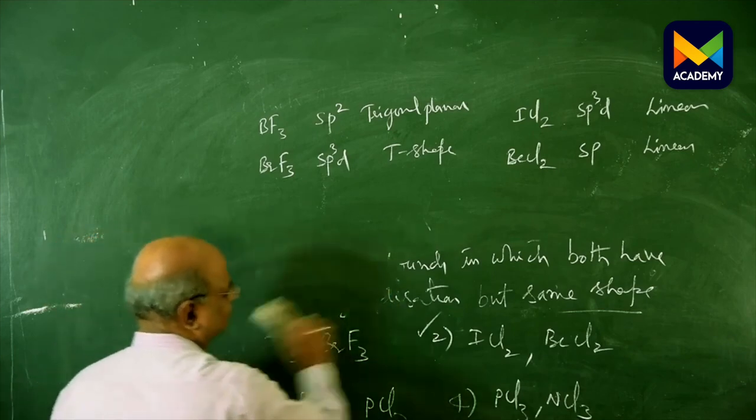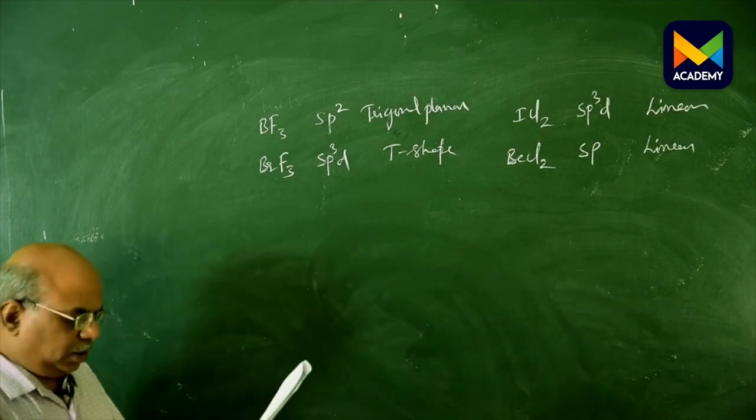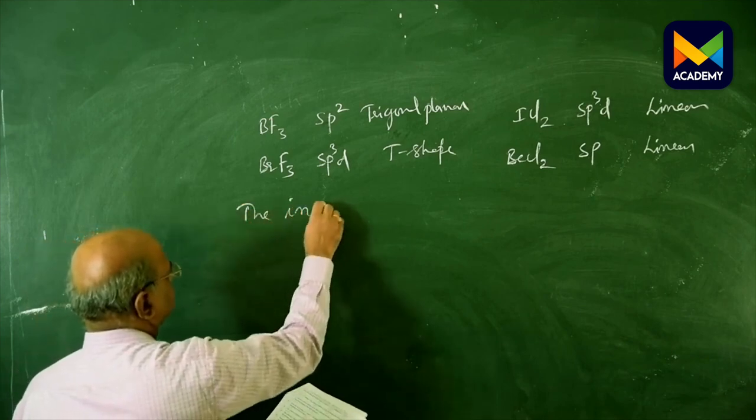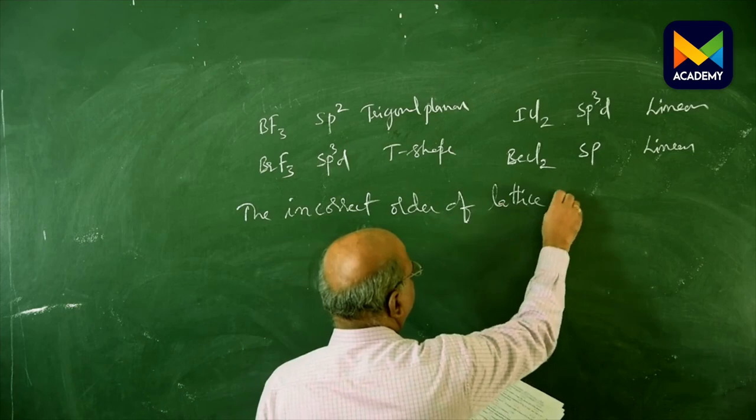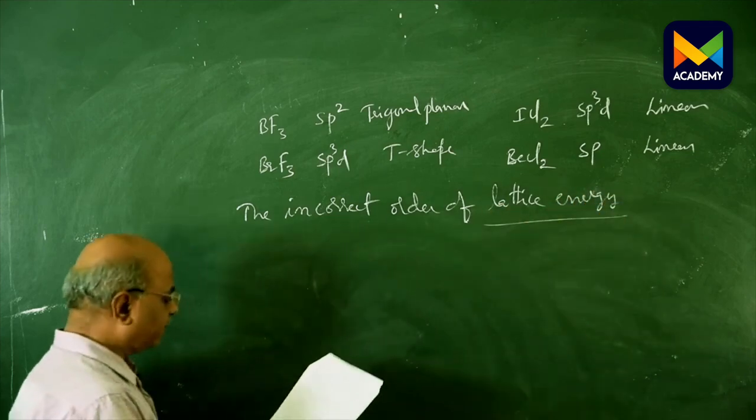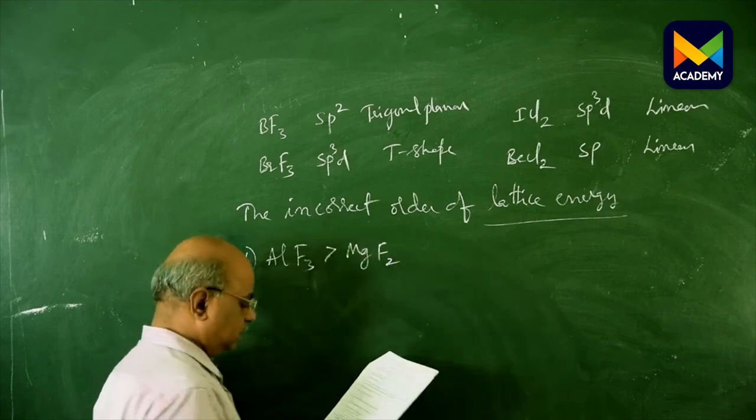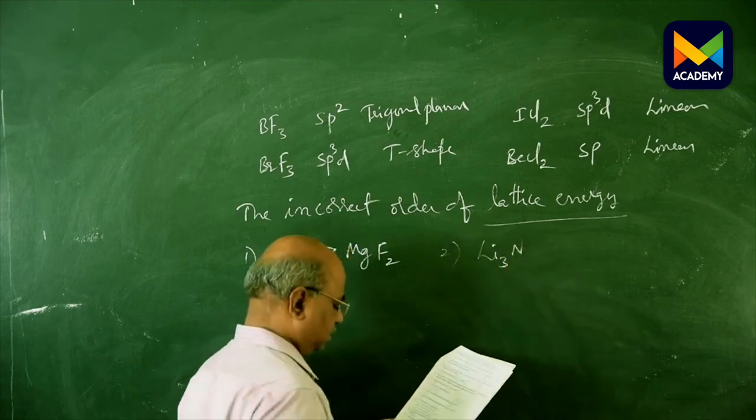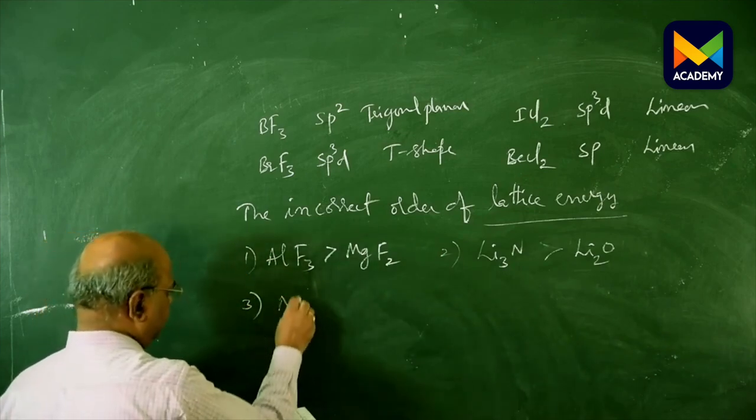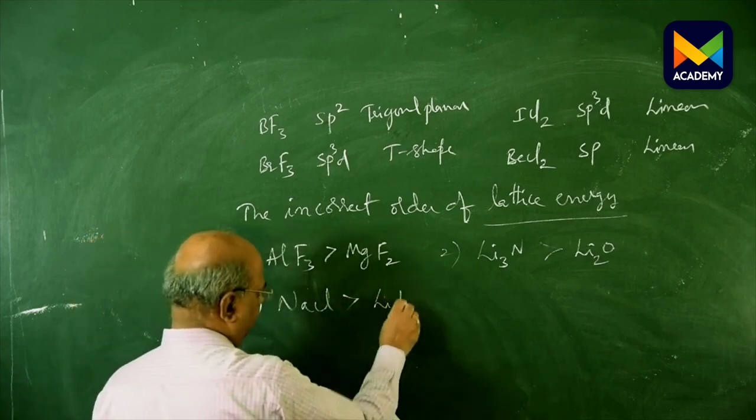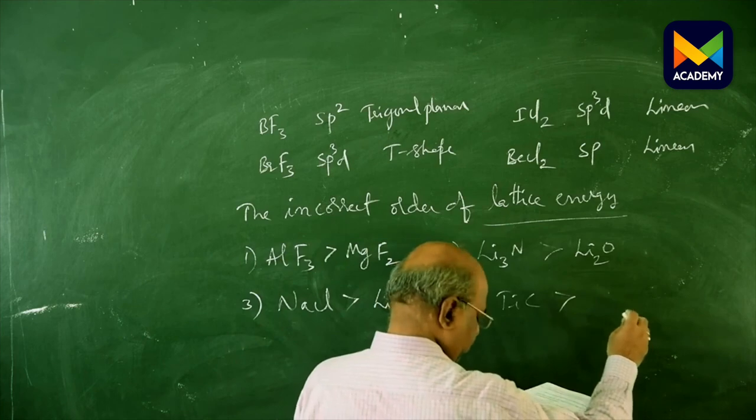Next question. The incorrect order of lattice energy. First one, AlF3 more than magnesium fluoride. Second one, lithium nitride more than lithium oxide. Third one, sodium chloride more than lithium fluoride. Fourth option, titanium carbide more than SCl.